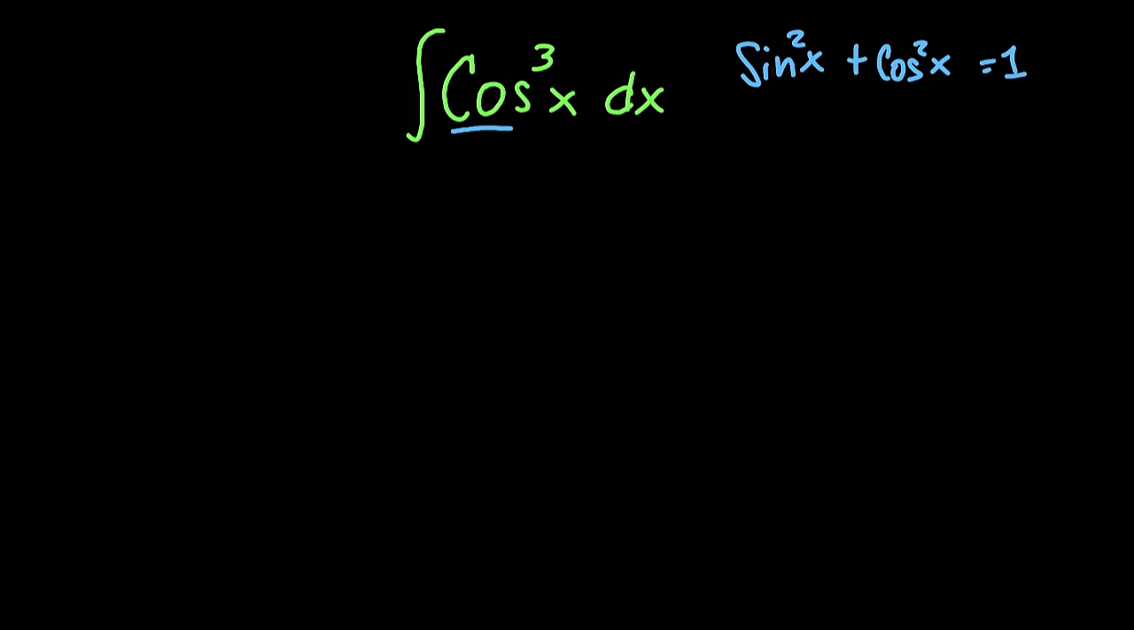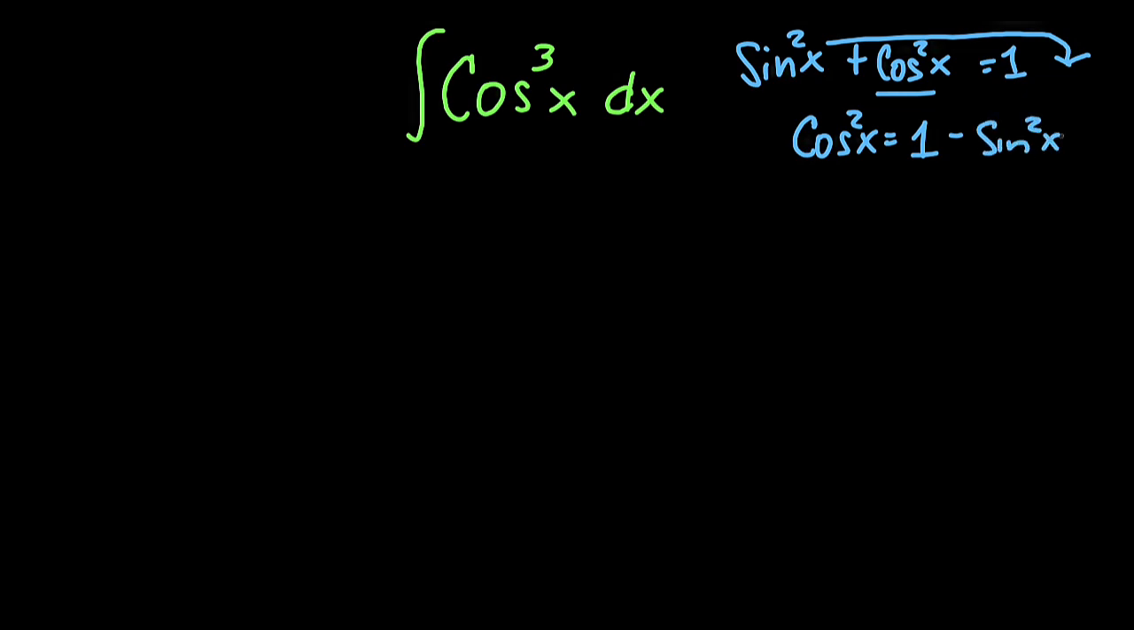Since what we have here is a cosine, we must isolate this one. Transposing sine squared of x to the other side, we would have the value of cosine squared of x would be equal to 1 minus sine squared of x. Since what we need here is simply cosine squared of x, we can simply factor out 1 cosine here. So this would be the integral of cosine squared of x multiplied by the factored out cosine of x dx.